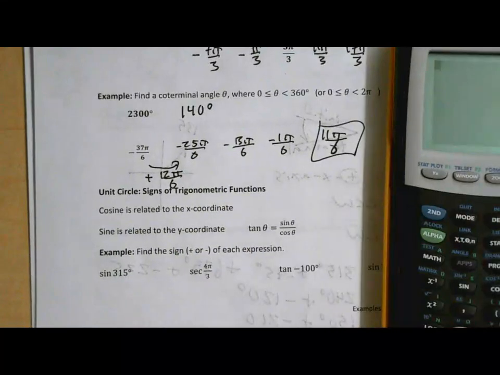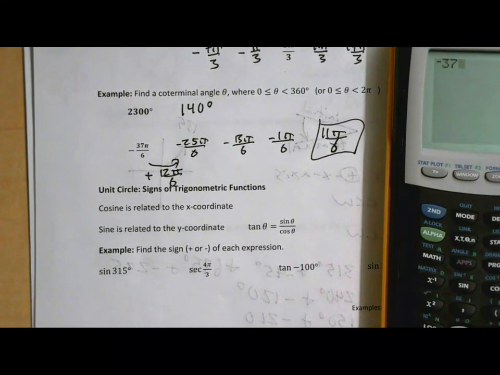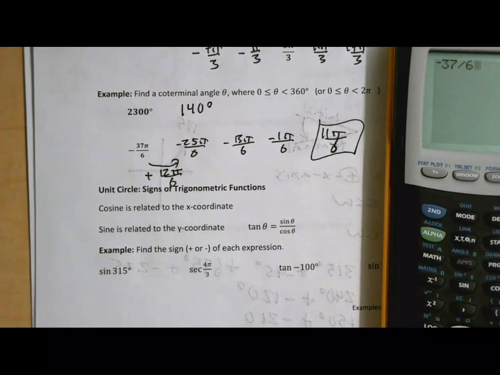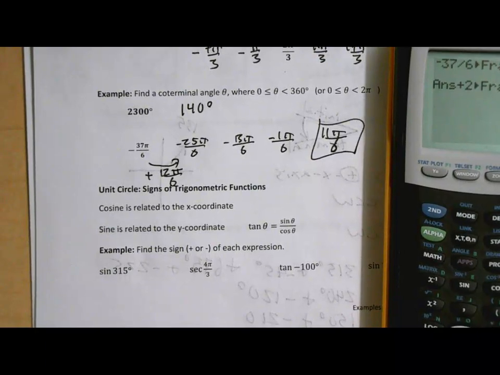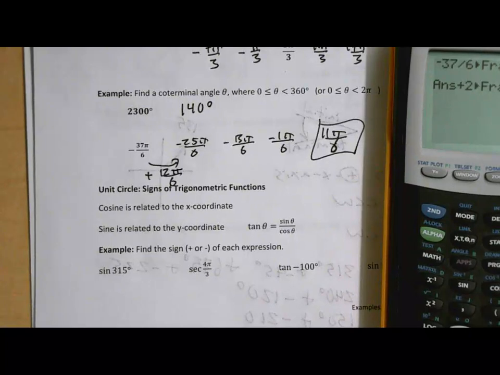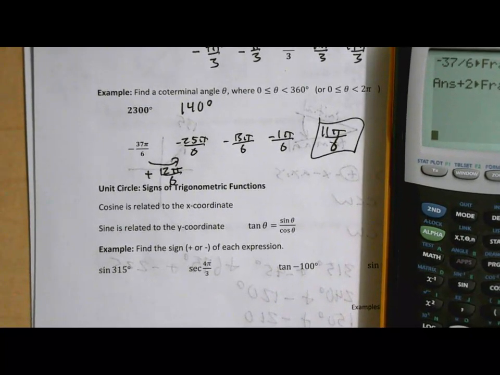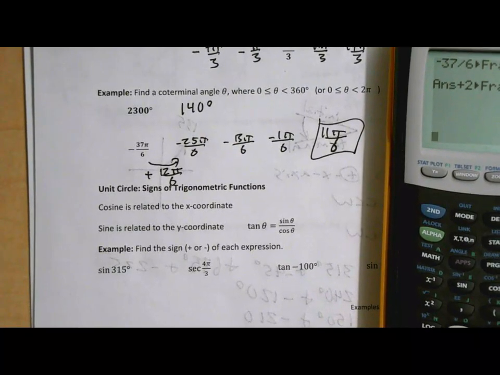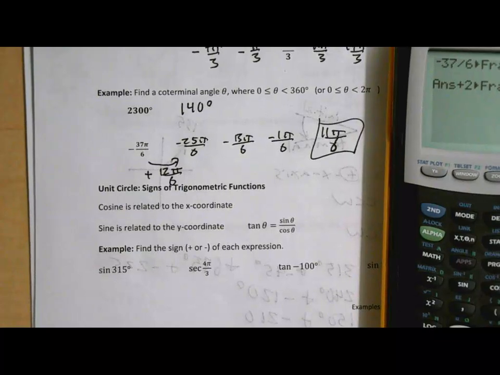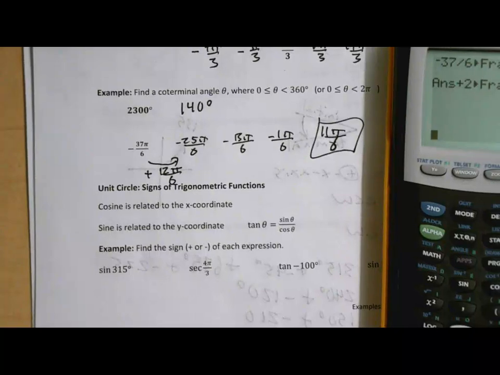I'm going to start with negative 37 divided by 6, math frac, and then I'll do plus 2, math frac, negative 25 pi over 6, negative 13 pi over 6, negative 1 pi over 6. Yep, there we go, 11 pi over 6. All right, questions? You guys are doing really well.